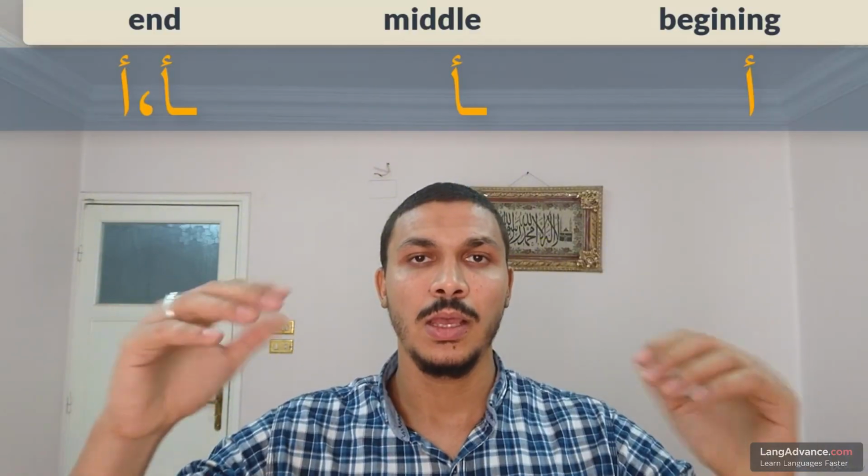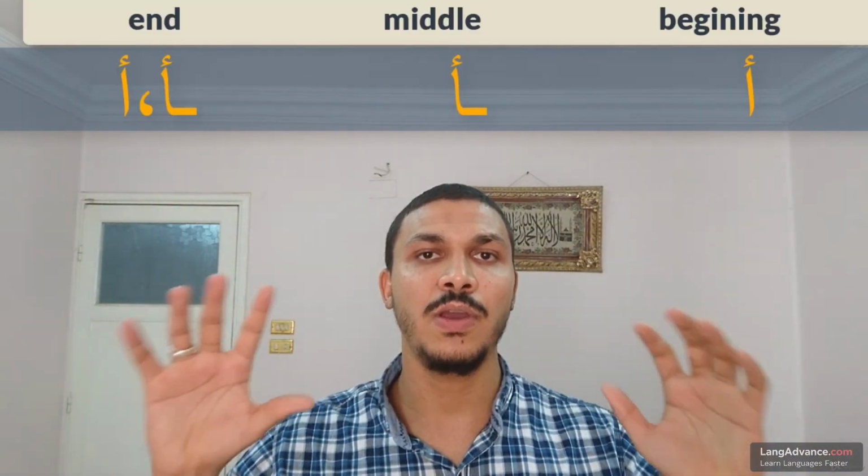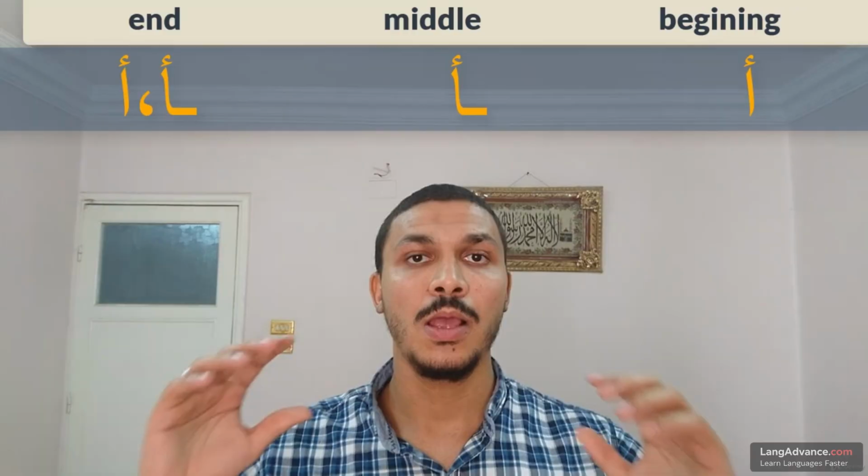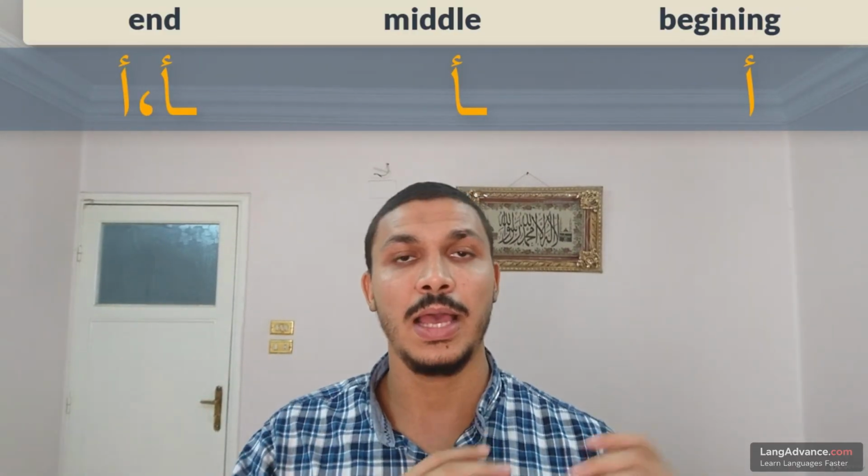Alright, let's go to alif with hamza, alif qat. So we got alif, hamza. This hamza might come on the top of alif and sometimes it comes under the alif. And I'm gonna show you both types right here. So let's start with alif, hamza on the top. These are the shapes of alif, hamza on the top, beginning, middle, at the end.